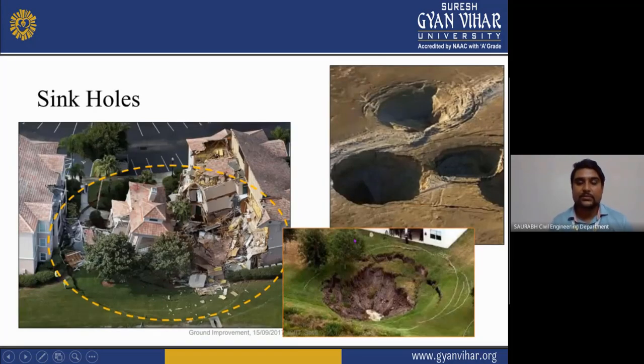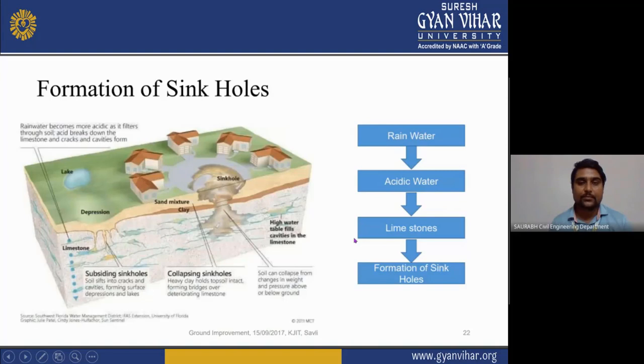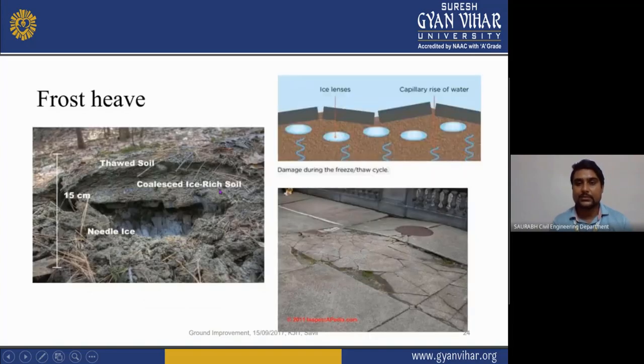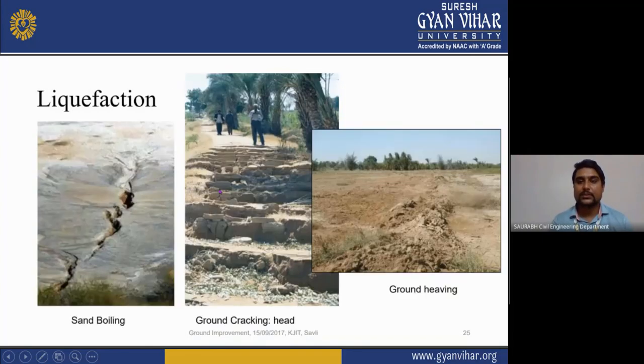As you can see, there are also sinkholes, which create a lot of problems. Sinkholes form due to rainwater, acidic water and limestone. These are the processes of sinkhole formation, as you can see here. Sinkholes can be of many types, and by a sinkhole a lot of problems may happen to buildings. And these are the sinkhole types.